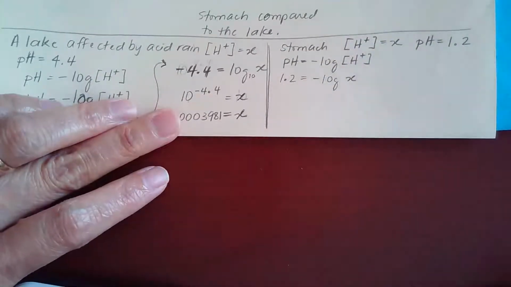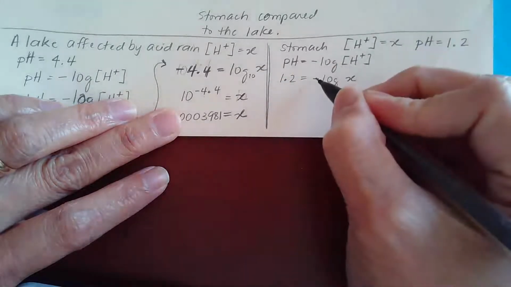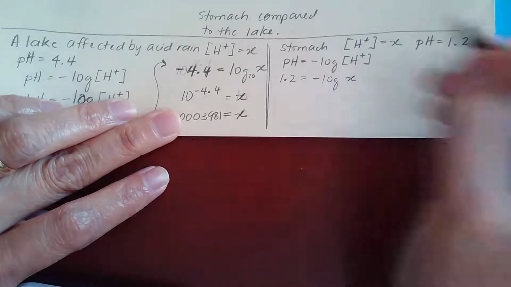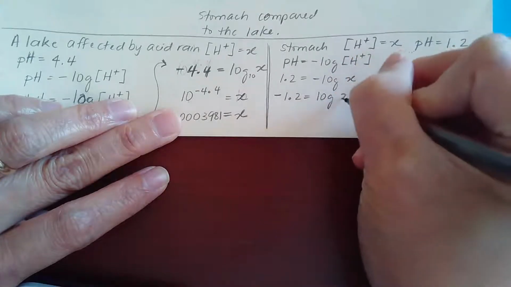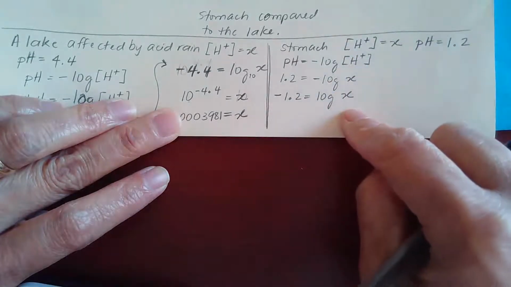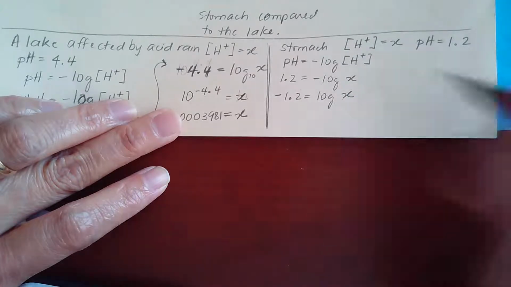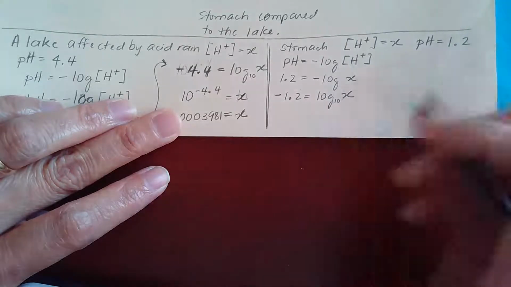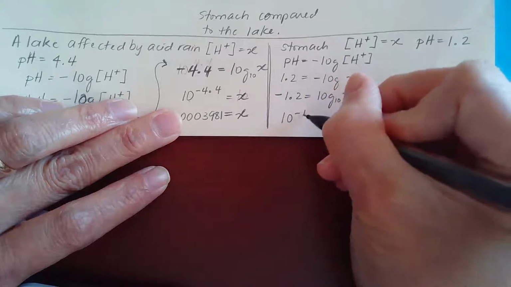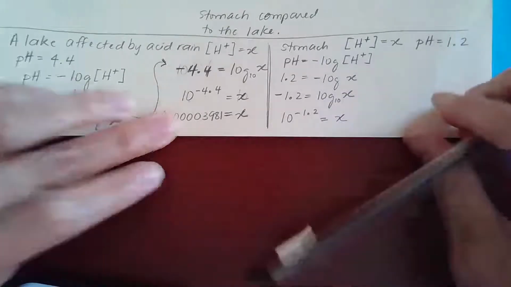Okay. So the next thing that we're going to do is divide both sides by negative to get rid of this negative in front of the log. So that becomes negative 1.2 is equal to the log of X. And how do we deal with this one in here? From the logarithm, we're going to solve for X, we're going to change that into exponential form. And again, this is a common log. That means the base is base 10. We can write that as 10 to the exponent negative 1.2 equals X.